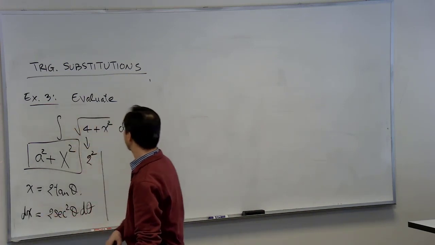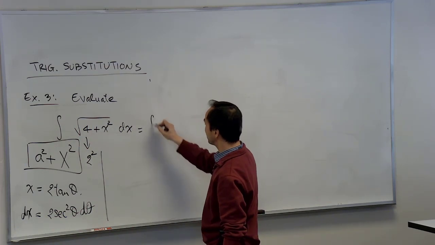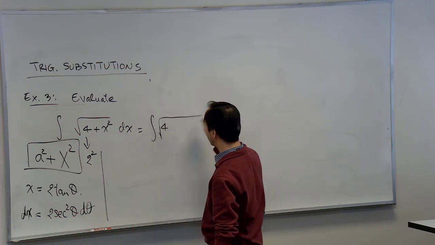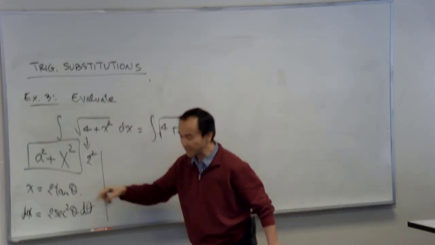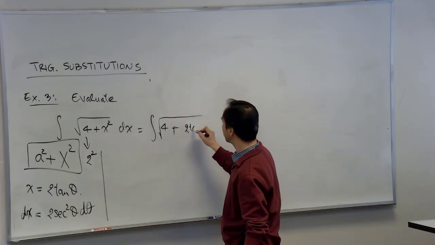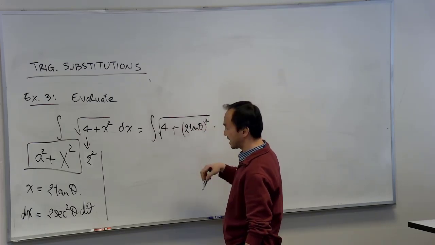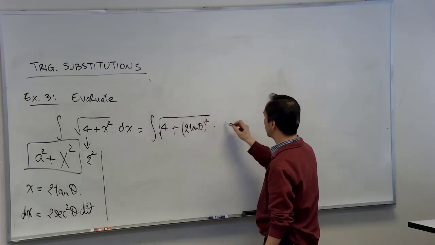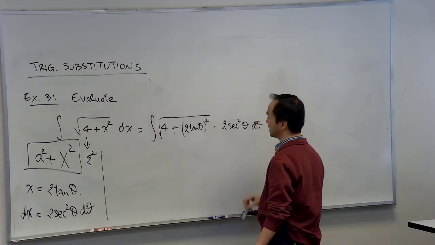Okay. So now our integral, after the substitution, we've got 4 in the square root, plus, now x was substituted by 2 tangent θ, so we're looking at 2 tangent θ, all squared. And then the dx here is substituted by 2 secant squared θ dθ.